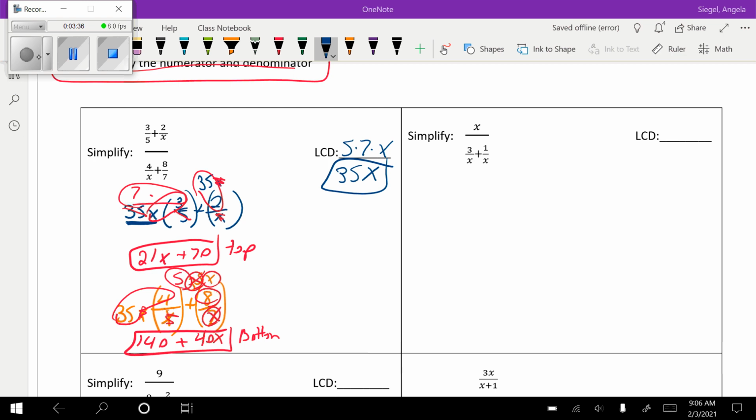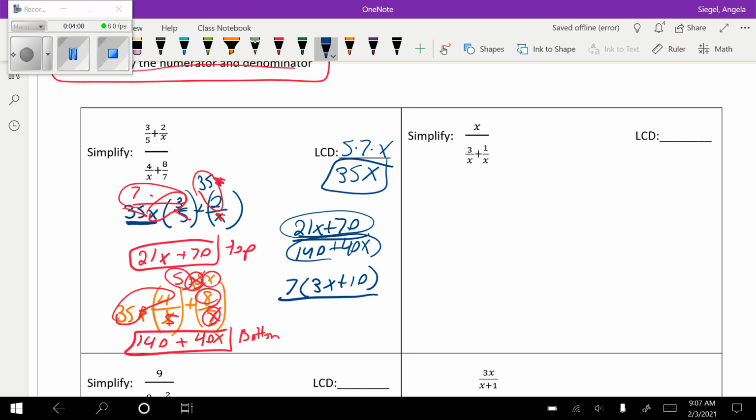From here, it's a matter of cleaning it up, because I have this fraction that looks like this. I'm just going to clean it up. So I notice that I can take a 3 out of both of those. Sorry, you can take a 7 out of both of those. And I'm left with 3x plus 10.